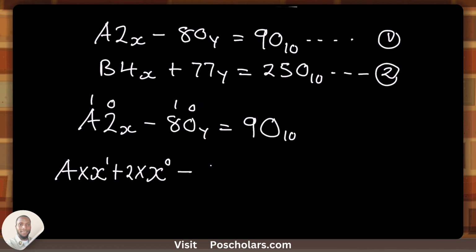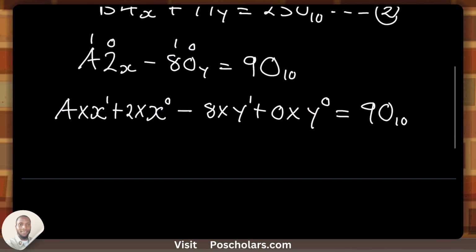So let's write that down. We have 8 times y raised to power 1 plus 0 times y raised to power 0, which is equal to the right hand side, which is 90 base 10. We are not bothered about this because it's already in base 10. So I'll write 90 base 10. So next, I will simplify. You already know that x raised to power 1 is still the same thing as x. Then A times x is Ax.